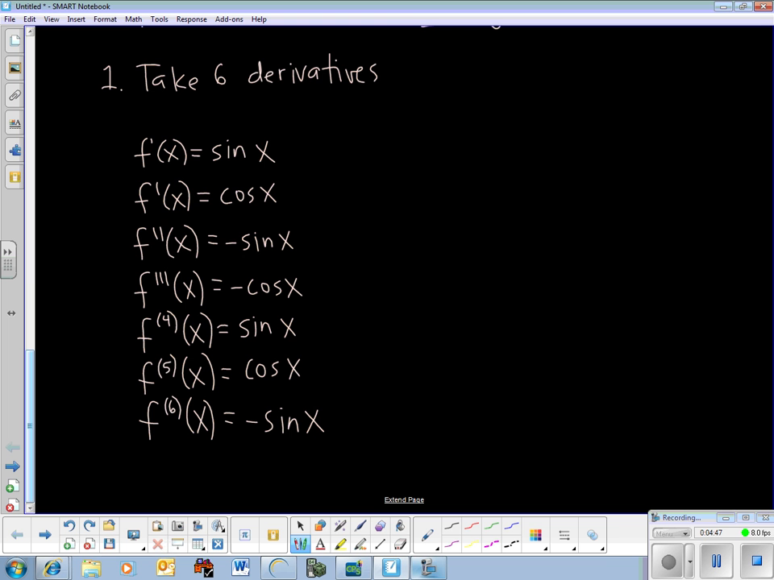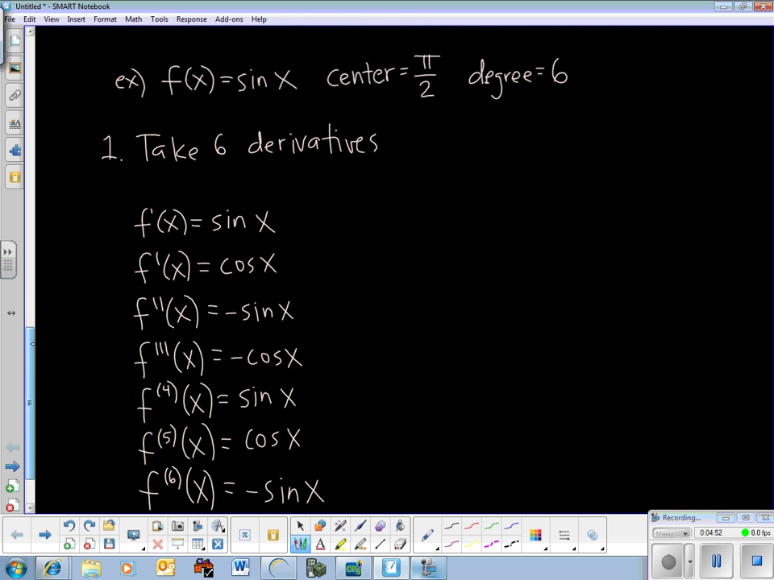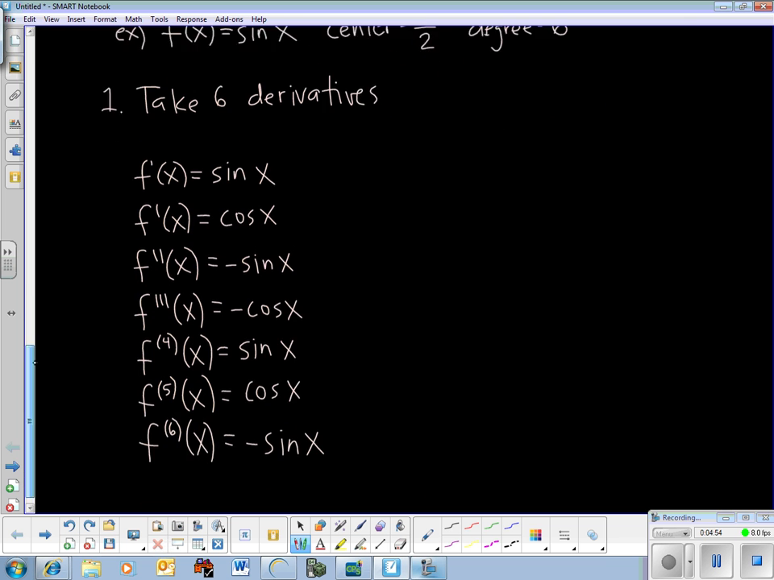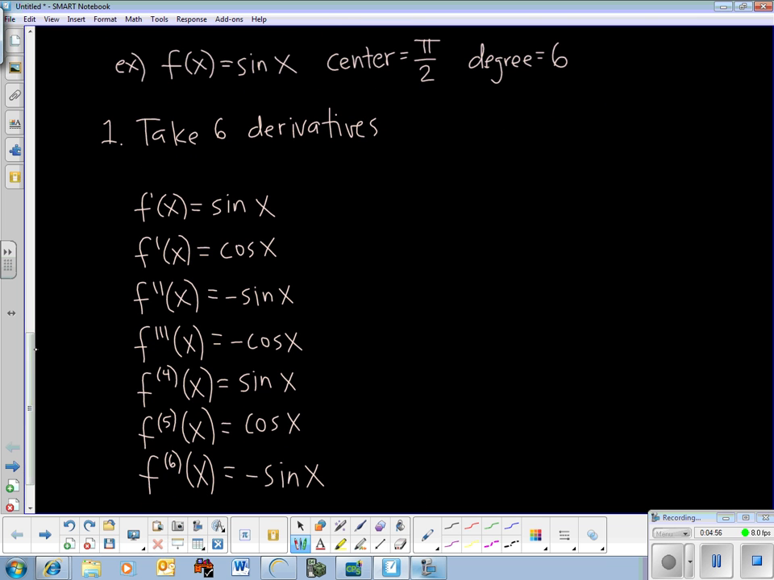All right, so step 2. What we need to do is plug in the center to each one of these. We need to take the center, which is pi over 2. I'm going to add step 2 out here because I don't want to mess with my chart. And usually what I'll do is I'll just say at pi over 2, meaning plug pi over 2 into these and see what you get.